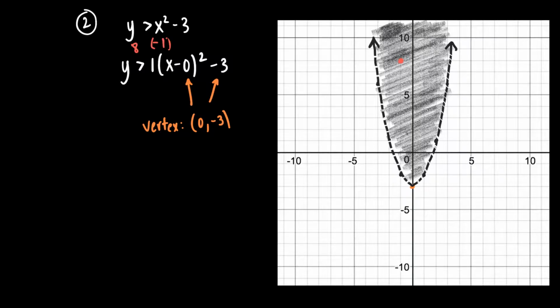And so what you'll find is that any point that you select in the area that we shaded will actually work for this inequality. Any point that you select that's not in the shaded area would not work for this inequality.